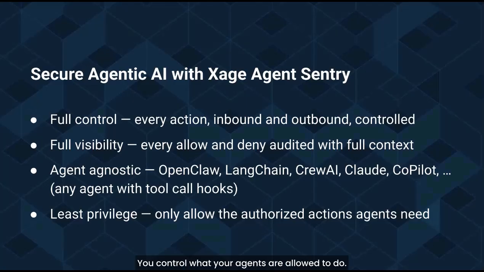With Xage, you control what your agents are allowed to do. You get full visibility, not just what happened, but why it was allowed or denied, who triggered it, and all the details. Least privilege, policy enforcement, full audit trail, that's how you secure AI agents.